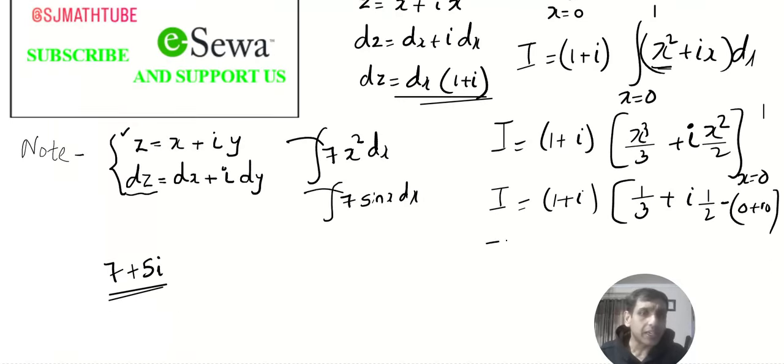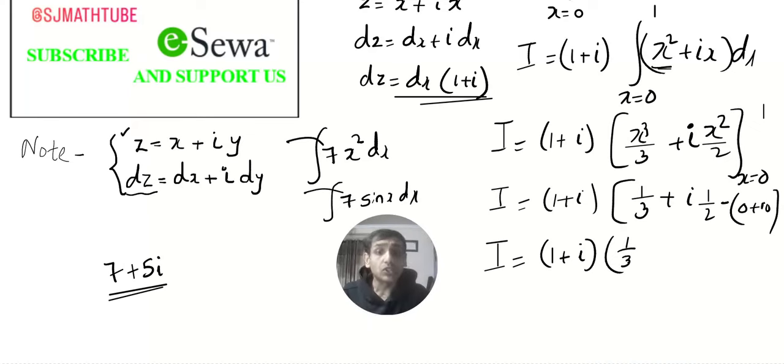Now you can use a calculator. I will recommend not to waste time. Most of the scientific calculators will allow you to multiply complex numbers, divide complex numbers. Now if you don't want to use a calculator, you can use the classic method.